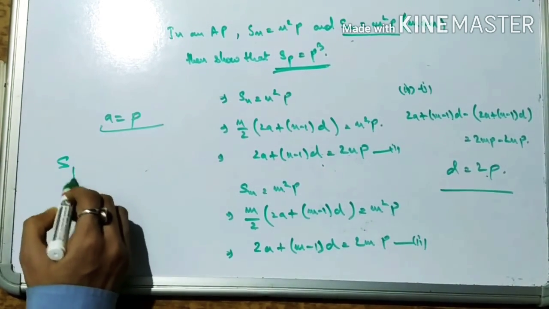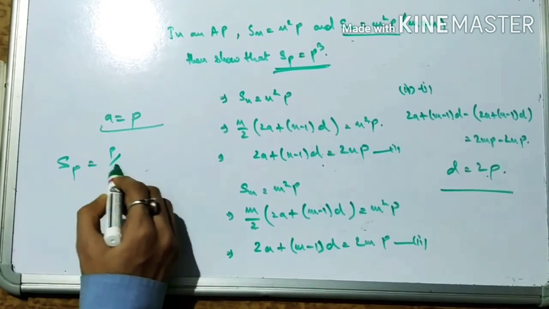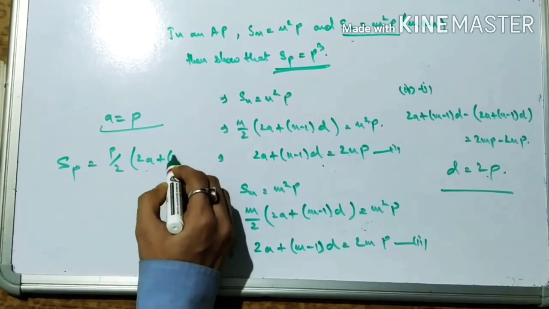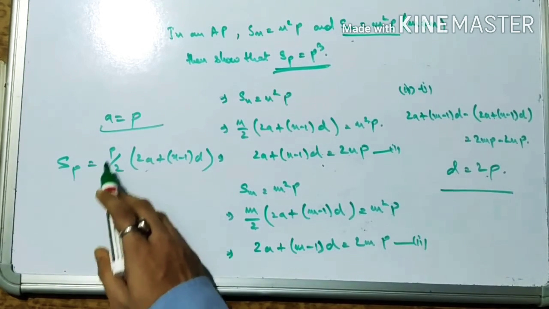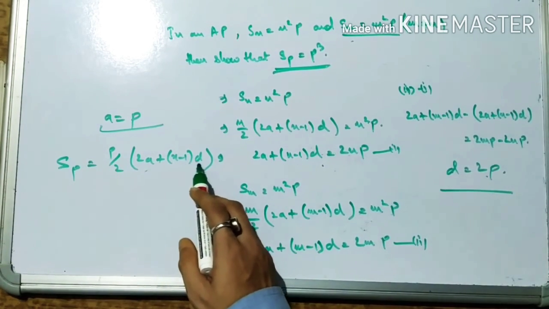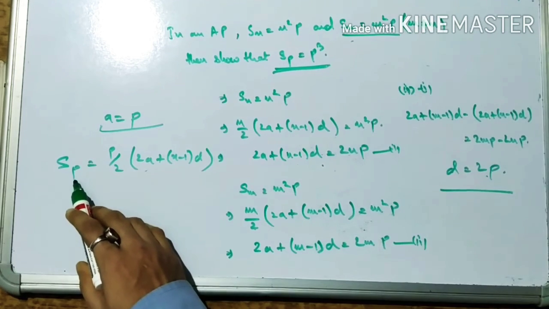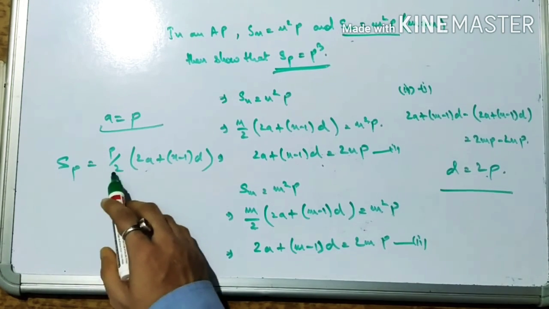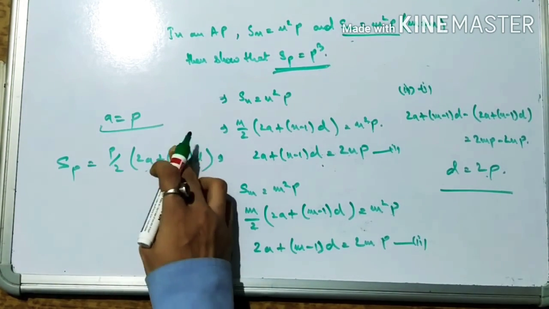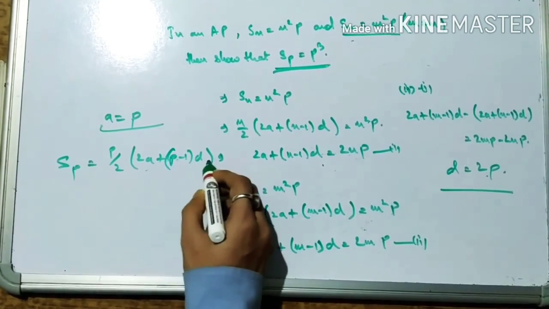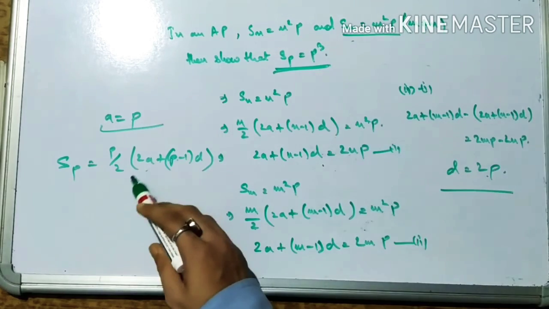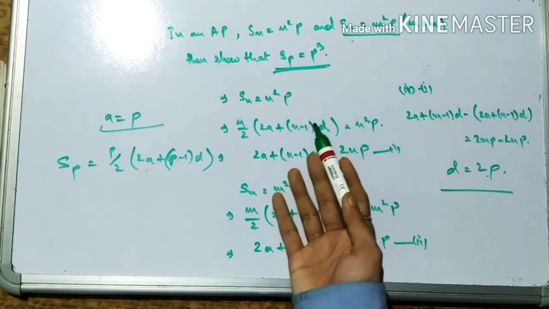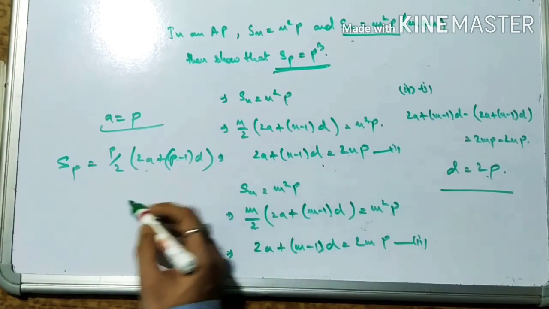Now I will take the left hand side. Sp is equal to, I can write, p by 2 times (2a plus (p minus 1) times d). This is the Sn formula. Understand? Sn is equal to n by 2 times (2a plus (n minus 1) d). In place of n, here I put p, so Sp is equal to p by 2 times (2a plus (p minus 1) d). Now what I have to prove is p cubed, so a and d I will take in terms of p.